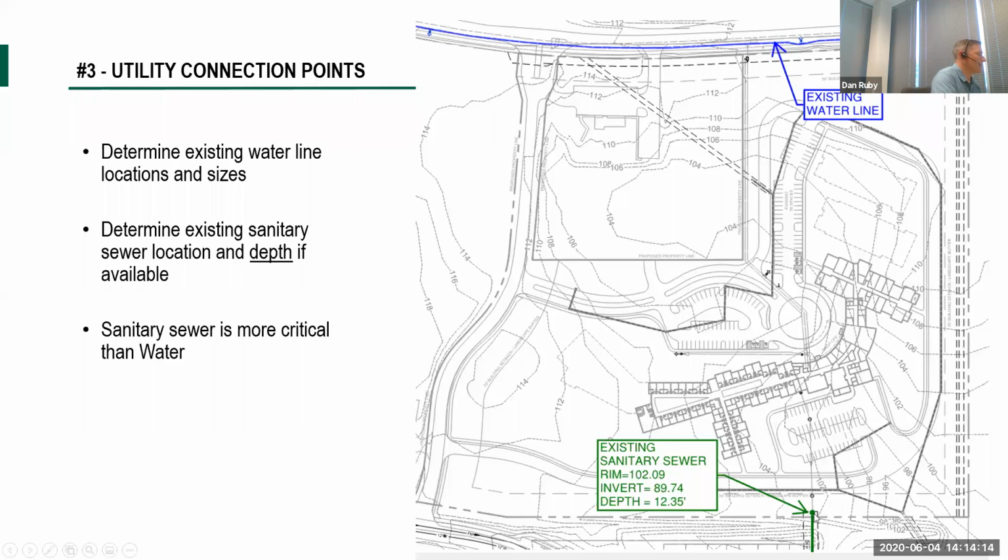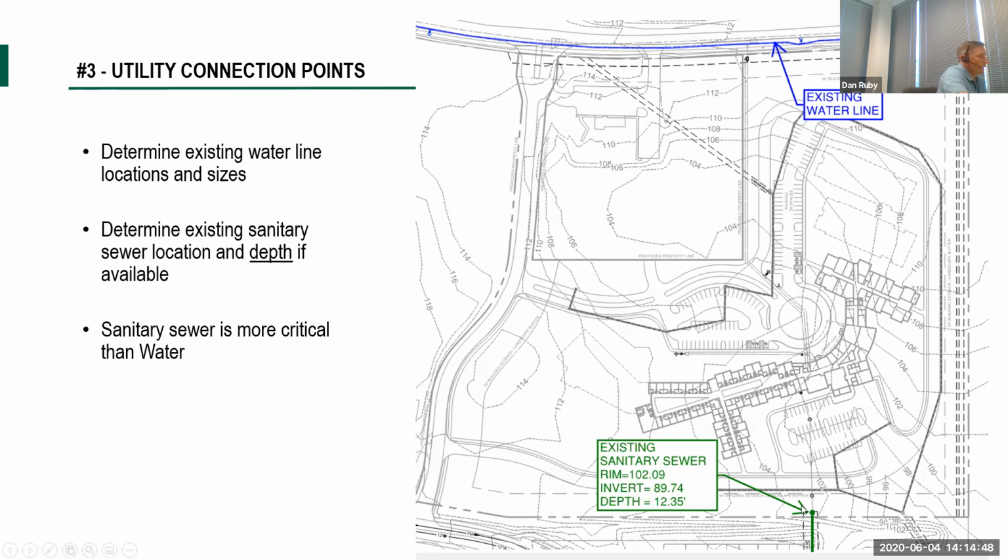So not only a horizontal location, but a vertical location, with the invert on that pipe being a very important piece of information for the consideration of our site layout. So the water is a little more forgiving, of course, because that's a pressurized system. So it can go up and down with hills. It can go up and down around conflicts with other pipes or other infrastructure. So that's a little more forgiving.